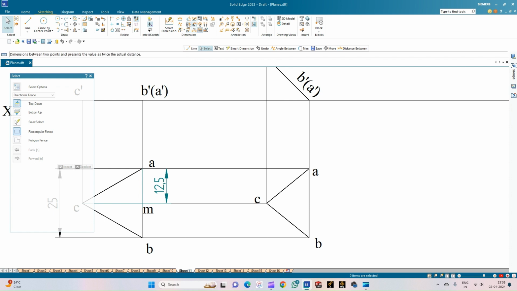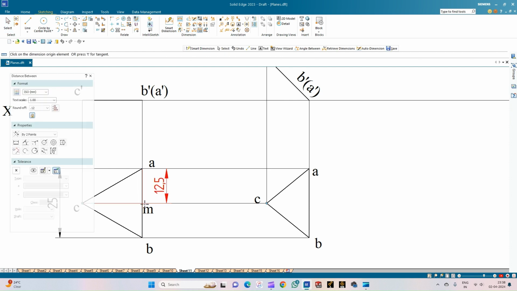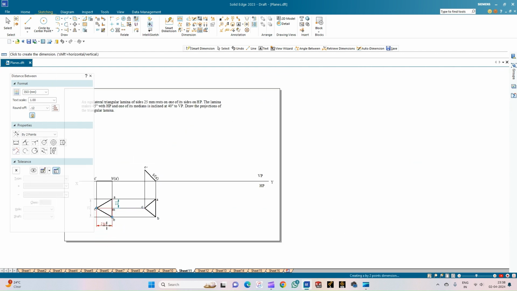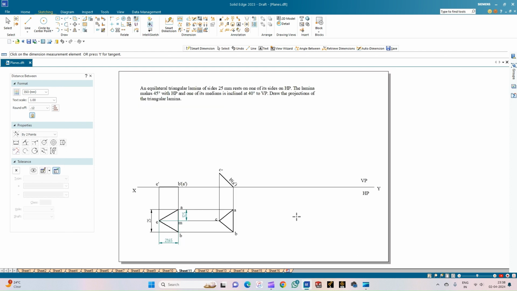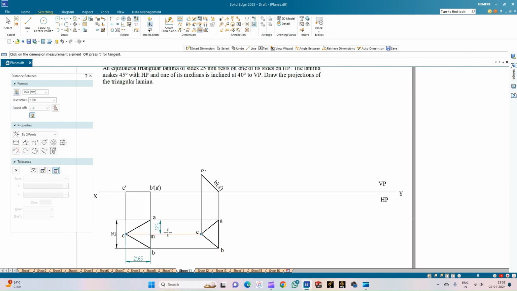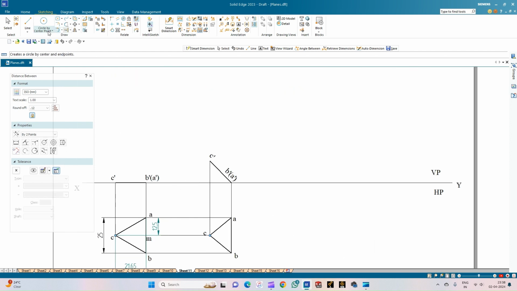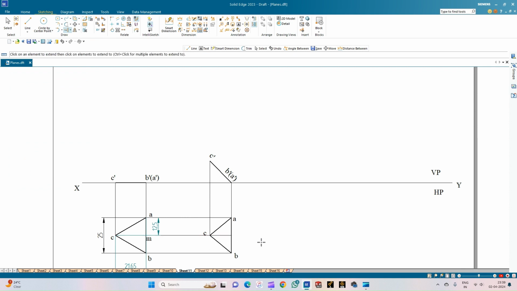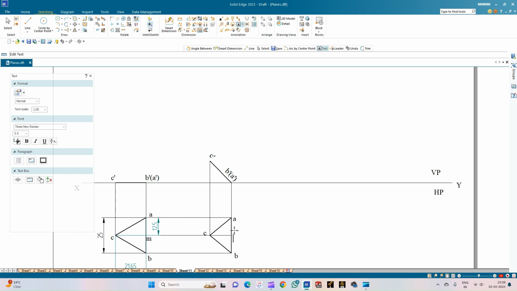And now let us see what is the length of this median. So from this point, so the point of intersection, and to the point C, this is the length of the median. Okay, that is 21.65. And similarly in the second position, let us draw the median line. So we can do that by selecting the extend to next option. Okay, so I will call this point as M1. So CM is the median in the first position, CM1 is the median in the second position.